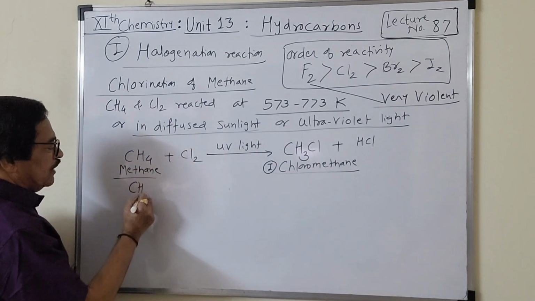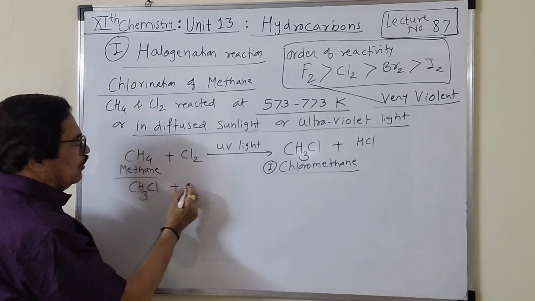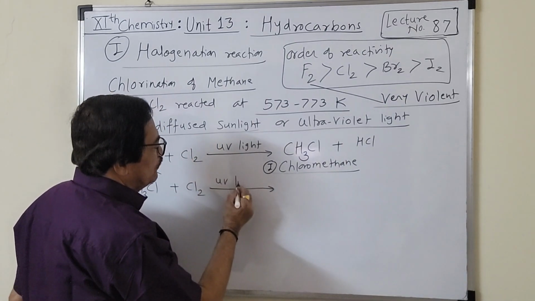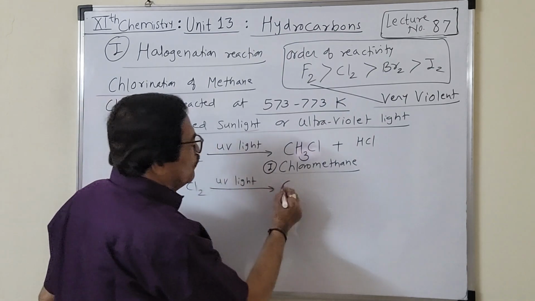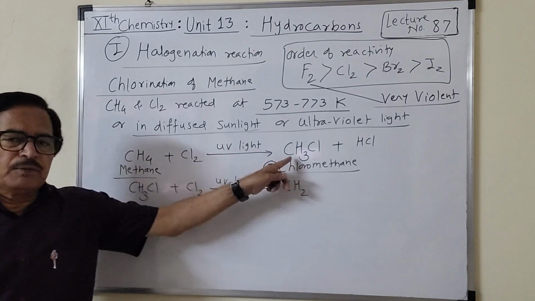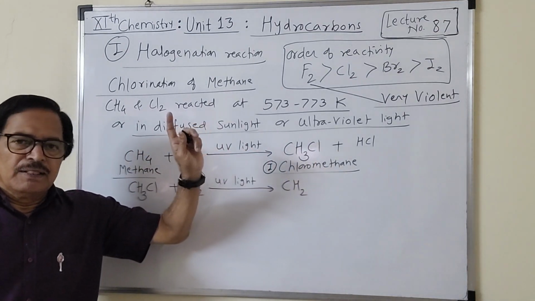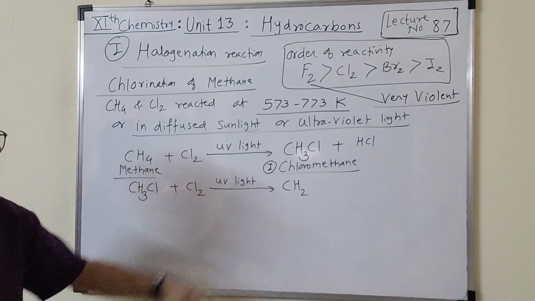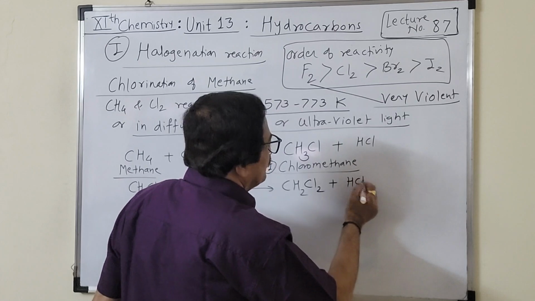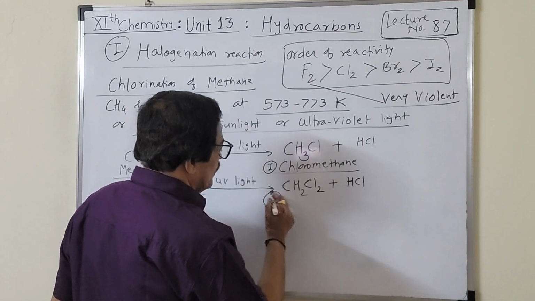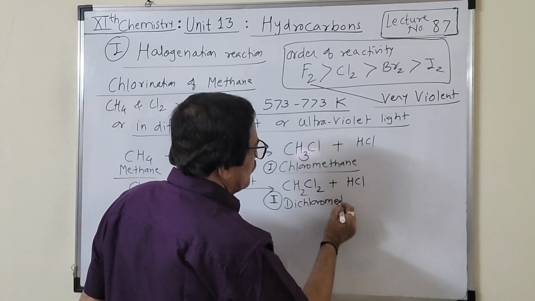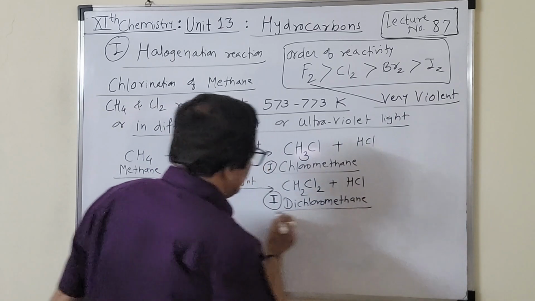Now in the second step what will happen there? This chloromethane will react with one more molecule of chlorine in presence of ultraviolet light, and one more hydrogen will go away. So out of 4, 3 remain because one has gone with Cl. Then out of 3, now 2 will remain and one more Cl will get introduced, plus HCl. This is known as number 2 compound, dichloromethane.